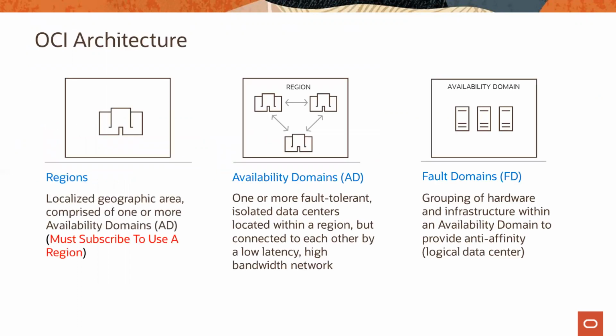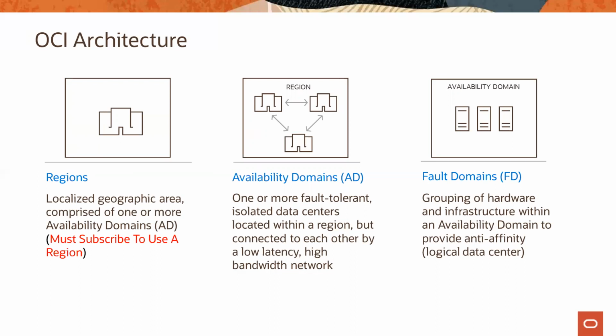The first thing that you need to understand very well is the high-level architecture of OCI: the regions, the availability domains, and the fault domains. In summary, regions are different locations where Oracle has data centers. The point of regions is that if any disaster happens in one region, it will not affect the other regions.